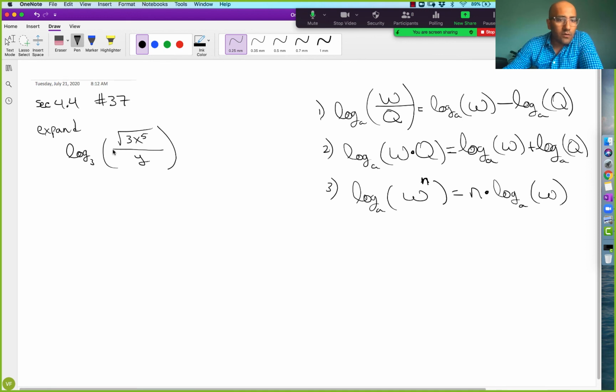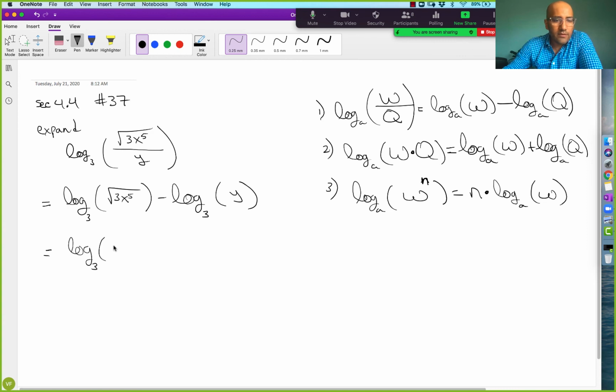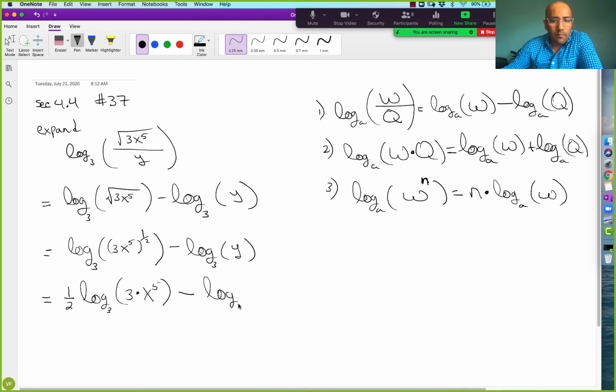Okay, all right, so first we have this giant division, so we're going to use this first rule to separate this as log base 3 of root 3x to the 5th power minus log base 3 of y. Then I'm going to rewrite this, using a little bit of our algebra skills, as 3x to the 5th power, and then that whole thing is being raised to the 1/2 power. That's another way to look at this root right here, minus log base 3 of y. And now, using this rule, we can bring that exponent out in front, like a linear factor, and have 1/2 times log base 3 of 3 times x to the 5th minus log base 3 of y.